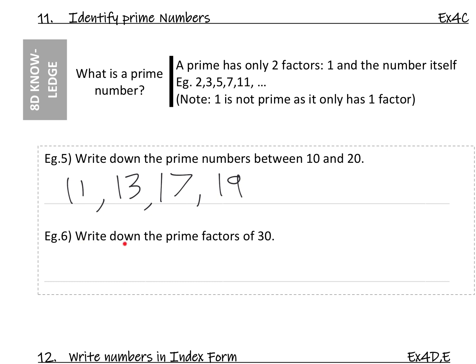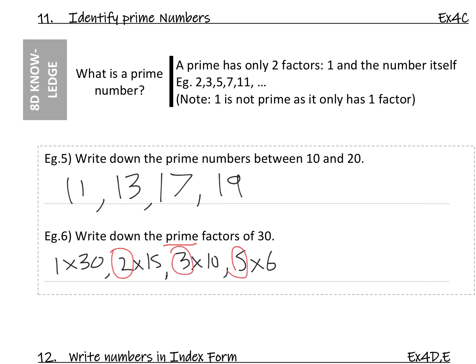Example 6, write down the prime factors of 30. Well, let's just get the factors of 30 first of all. 1 times 30, 2 times 15, 3 times 10, and 4 times, no, get it right, 5 times 6. So they are all factors, but we want to write down the prime factors. So it has to be a prime number as well. So 2's prime, 3's prime, and 5's prime. So our answer would be 2, 3, and 5.